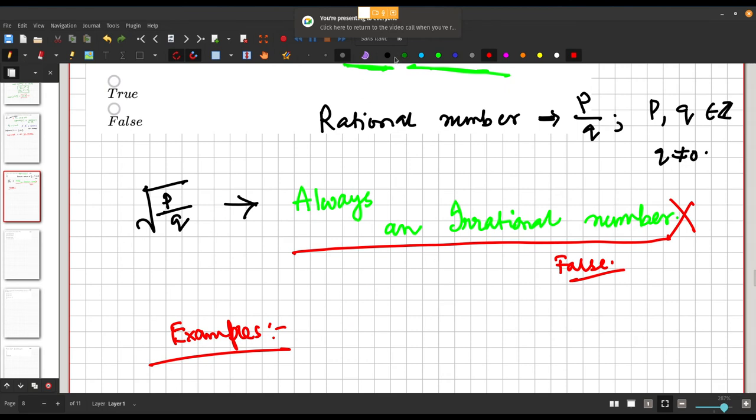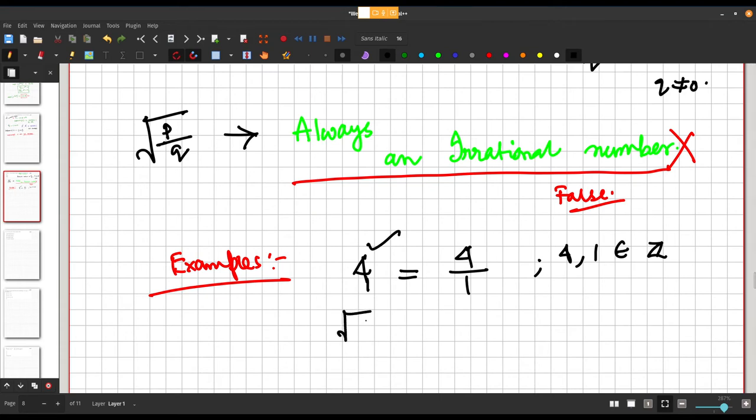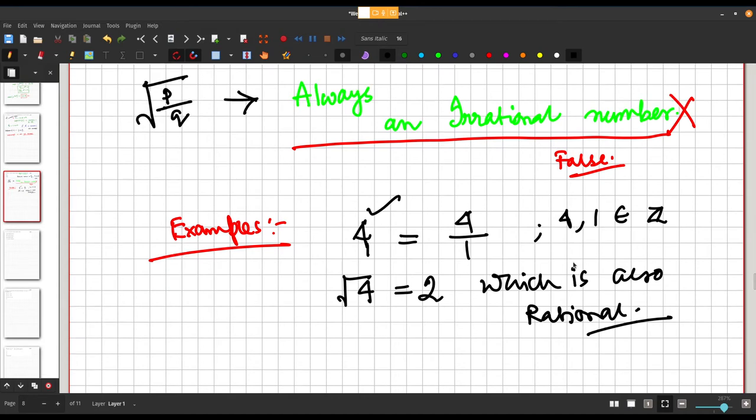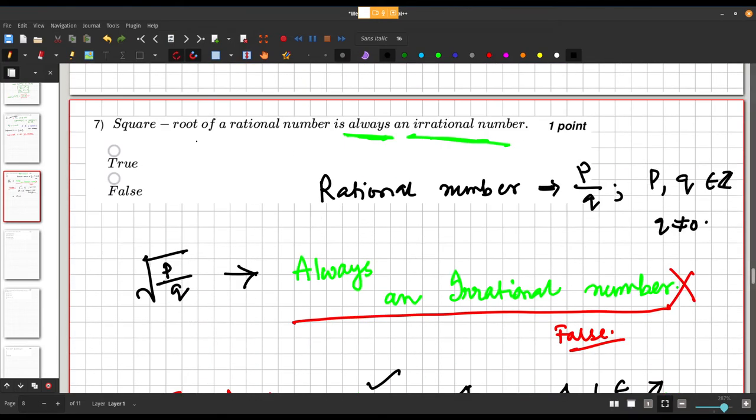So let us consider the number 4, which can be written as 4 over 1. 4 and 1 both are integers, so this is a rational number, but the square root of 4 is actually 2, which is also rational. So any number where the square root can be found, for example root of 9 is 3, will provide counter examples to the statement. So the statement that square root of a rational number is always an irrational number is actually false.